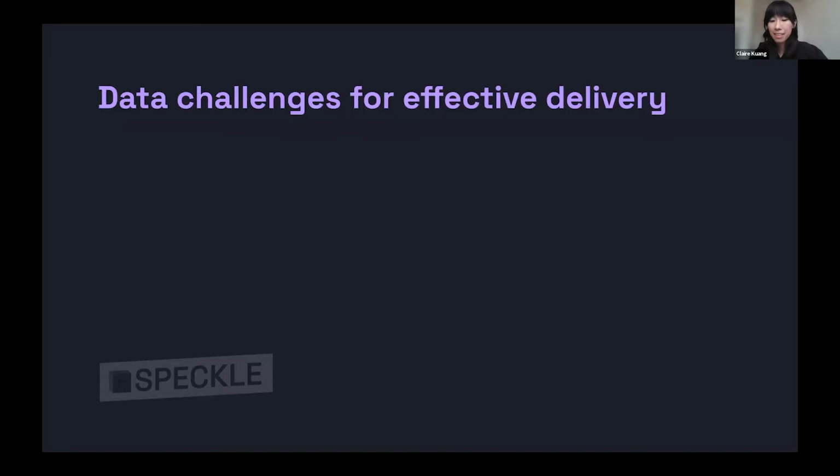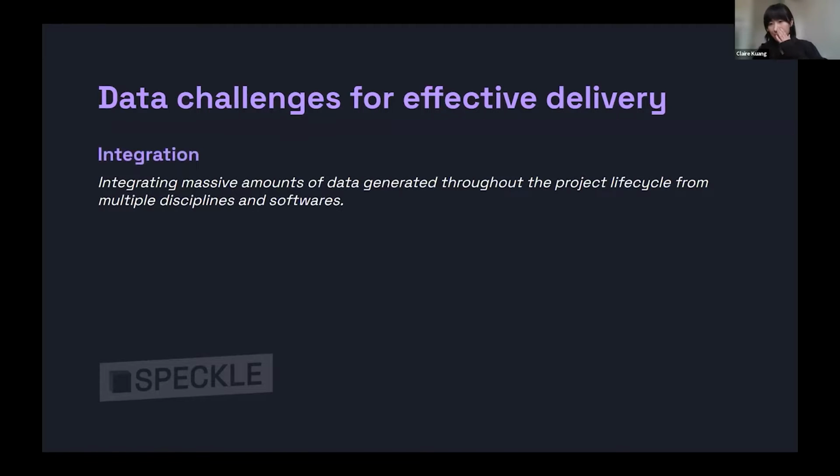So currently, the industry really struggles from certain data challenges for effective delivery. Generally, these fall into 3 categories that we're going to take a look at in terms of how automated workflows can have an impact. The first is integration. So being able to integrate massive amounts of data that is generated from different disciplines across different softwares throughout the project lifecycle. This is currently a highly manual task.